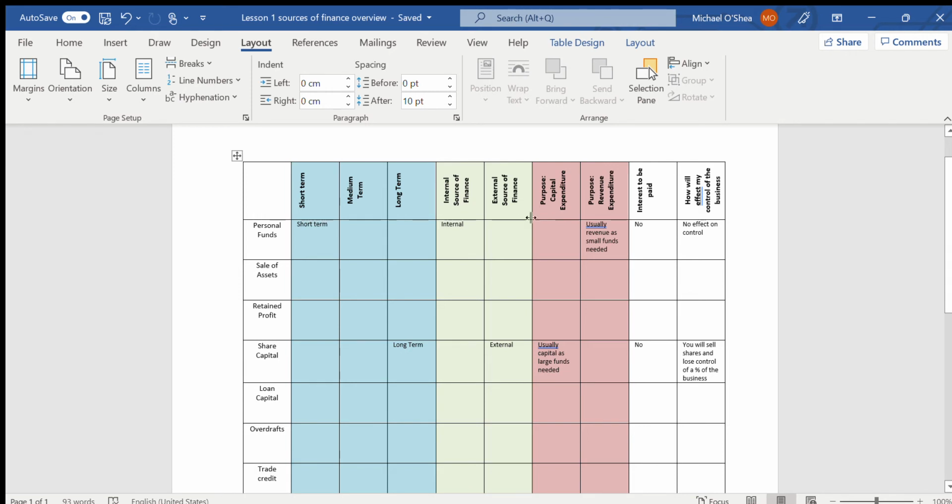Is it internal or external? Internally means the money comes from within the business. External means the money comes from outside the business. Internal, because the savings are coming from within the business. And I've just said internal.